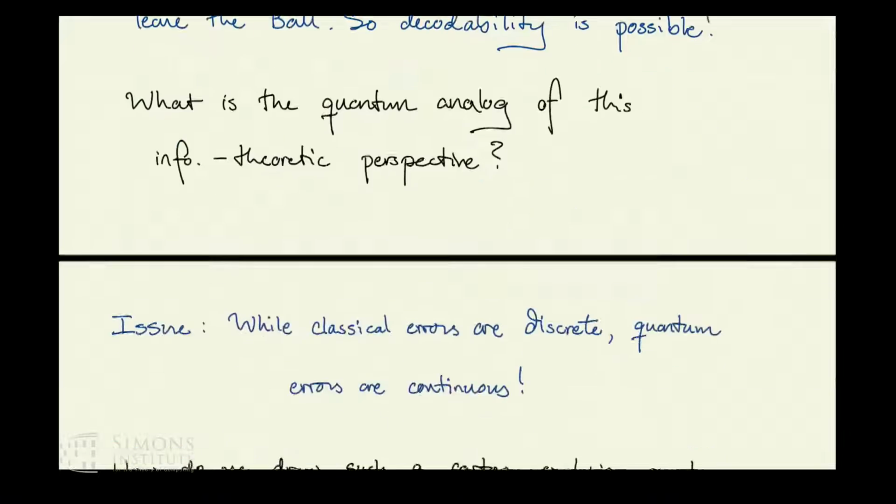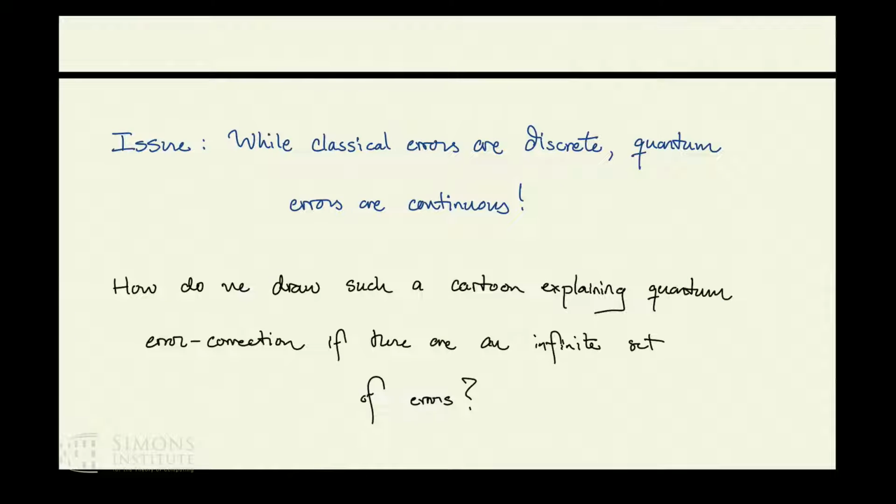So what's the quantum analog? Well, like I said previously, you have these discrete errors classically, but you need to deal with continuous errors.